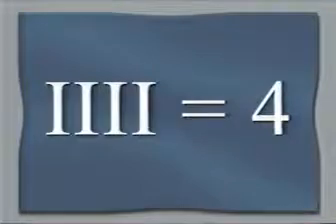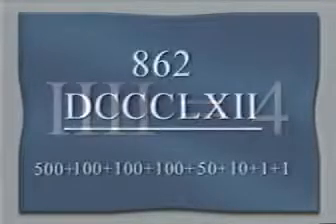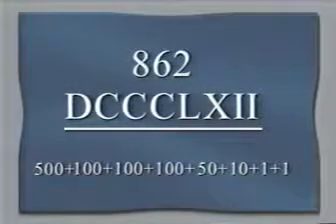The Romans used addition and multiplication to write their numbers. Unlike today, originally 4 was IIII. Subtraction was not used until much later on. For example, writing the number 862, you'd have D followed by CCC, LXII. The D is 500, the 3 C's 300, total 800, LX 60, and II 2, 862.